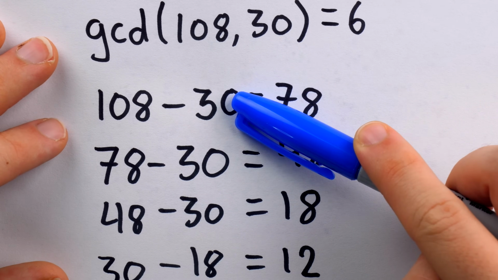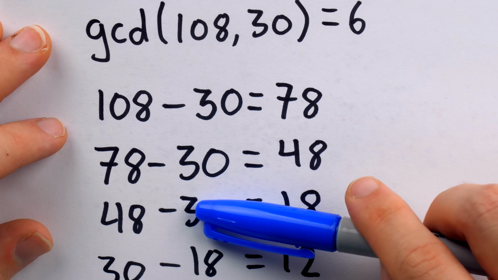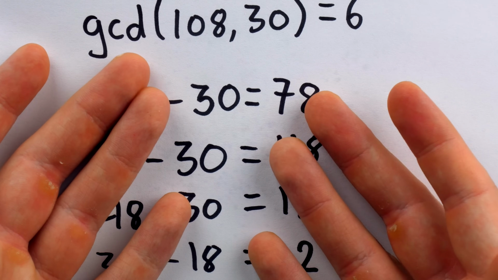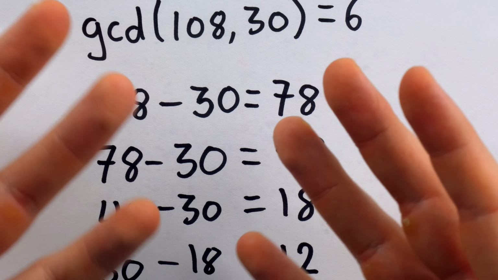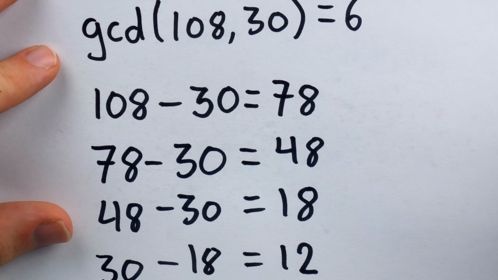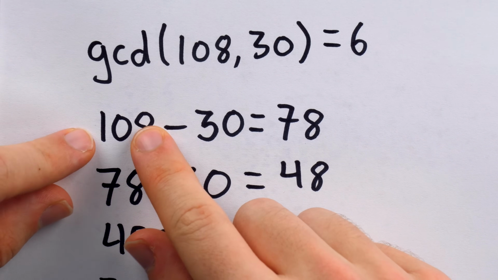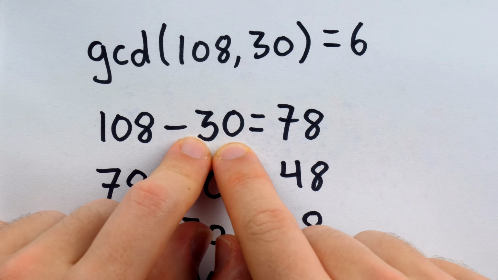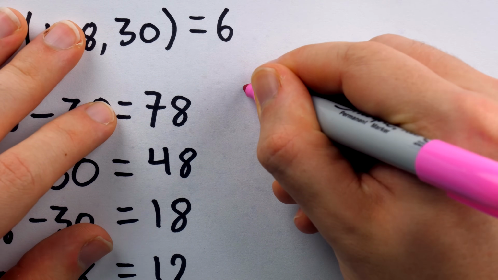Notice, here at the beginning, in fact, we had to subtract 30 3 times. And what is repeated subtraction? Well, in the same way that multiplication is repeated addition, repeated subtraction is basically what division is. Instead of subtracting 30 3 times and then eventually arriving at 18, we could have done 108 divided by 30, which is 3, with a remainder of 18. This, in fact, gives us a much more efficient algorithm.